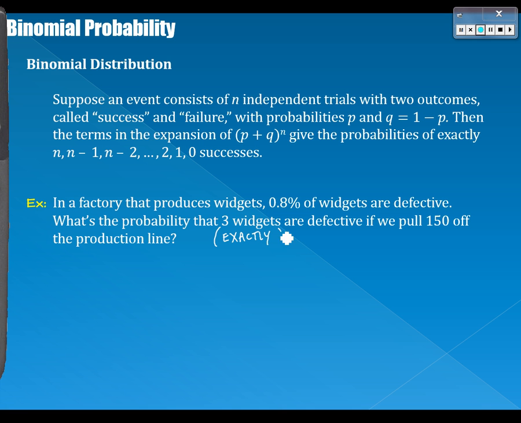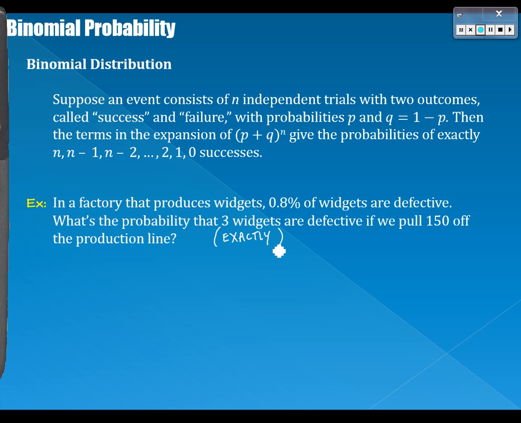exactly 3 widgets. And this is important because when I say exactly 3 widgets are defective, it says, if we pull 150 off the production line. So I'm implying here, even though it doesn't say it, that when I pull 150 off the line, I'm getting exactly 3 that are defective, and also 147 that are perfectly fine. Okay, we need to account for that. Just like in the warm-up, right? 17 heads also implies that we have 3 tails in that warm-up problem. So it's just to be clear.